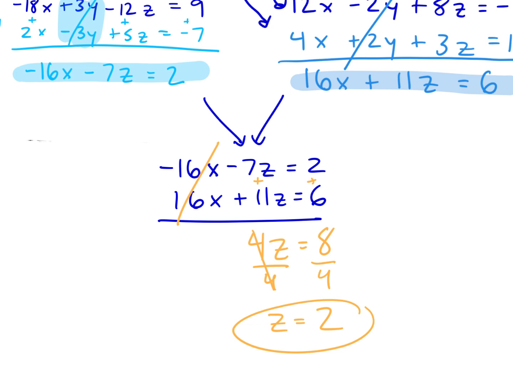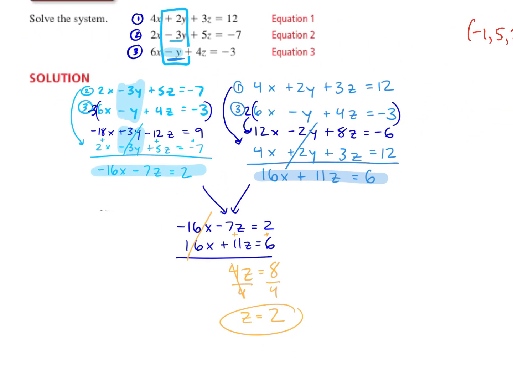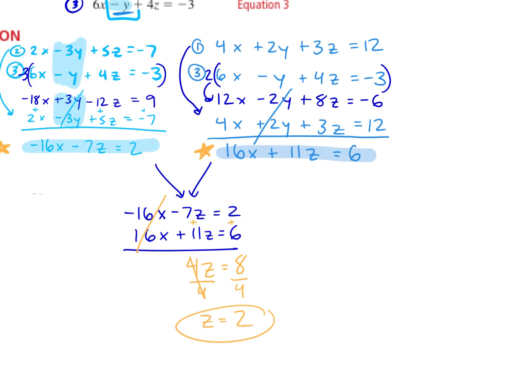So we found one of our variables, but we're going to need 3 of them. We are going to have 3 answers. So once we find one, I can't just go back and plug it into one of the original equations. If you have one variable, you have to plug it into an equation with 2 variables. So I can either plug it into this one with 2 variables or this one. It doesn't matter which one. I'm going to plug it into the one on the right just because I wanted to. So I'm going to plug it into z there. So 16x plus 11 times 2 is equal to 6.